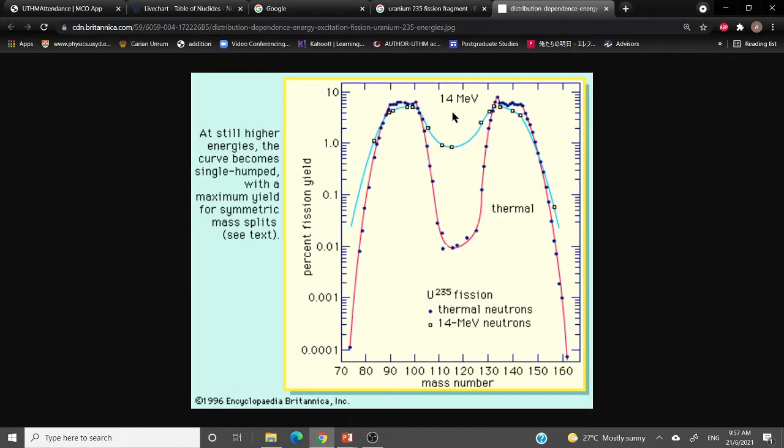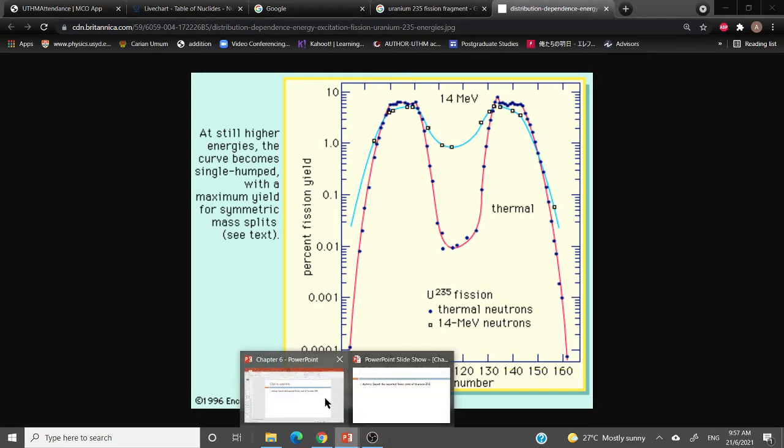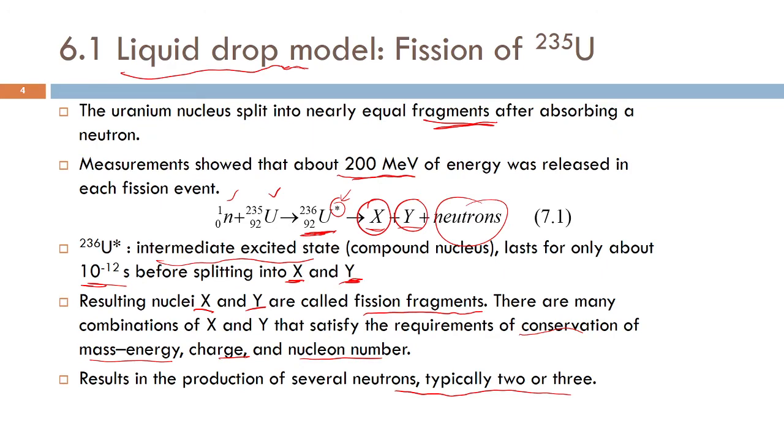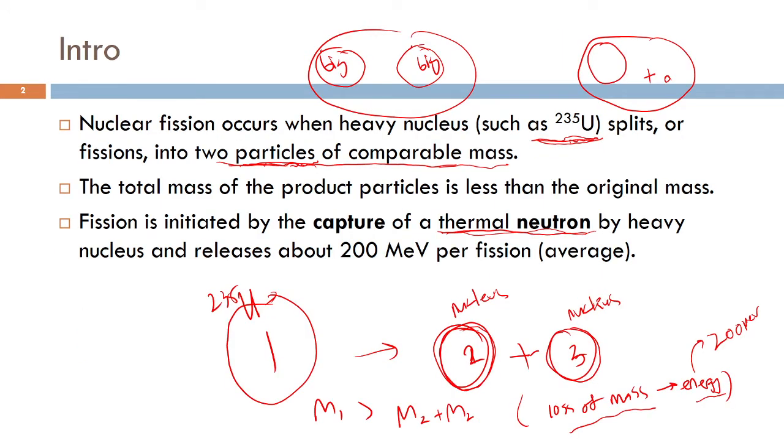So those two peaks show the most fragments that you will get when you fission uranium-235 with thermal neutron. Okay, I haven't explained what is thermal neutron. Actually, thermal neutron is very low energy neutron. As opposed to thermal neutron, we will have later on a fast neutron. That is the high energy version of neutron. The name is fast neutron.